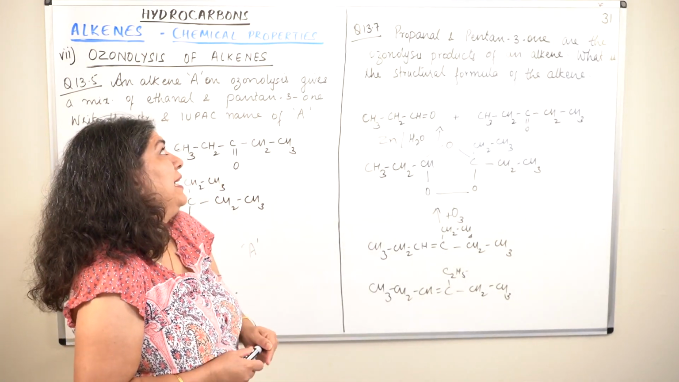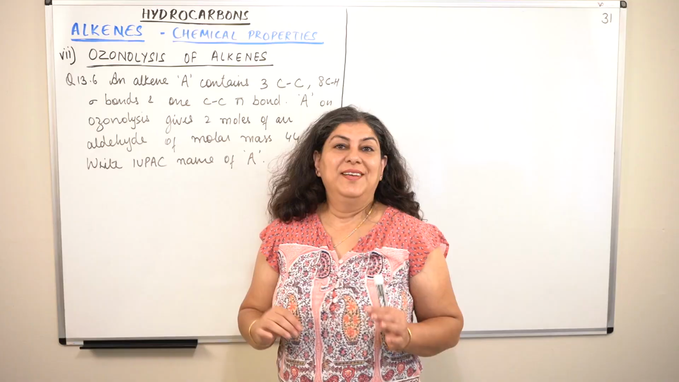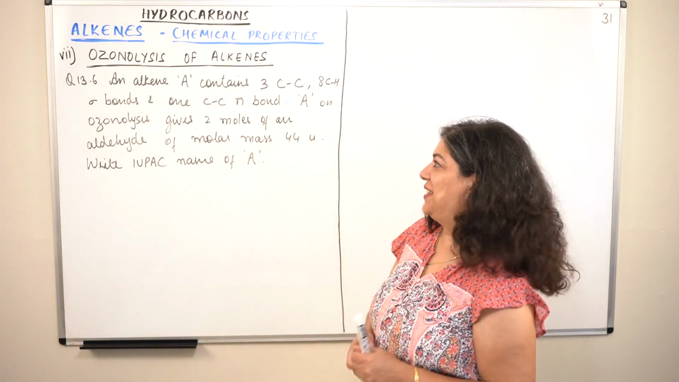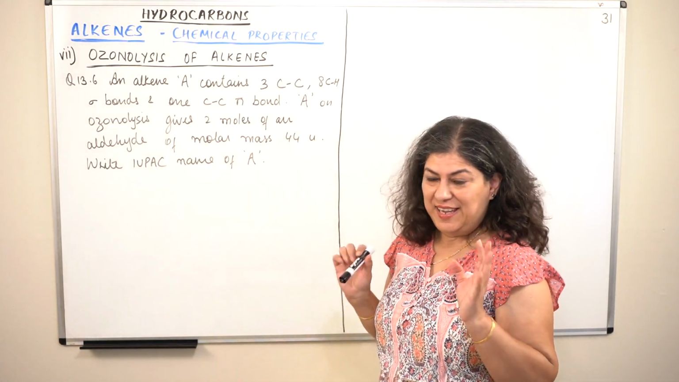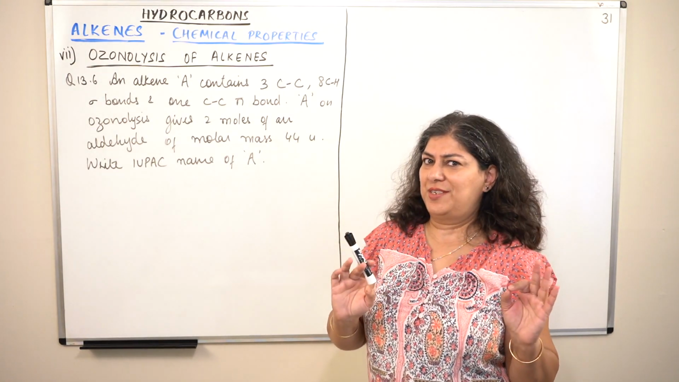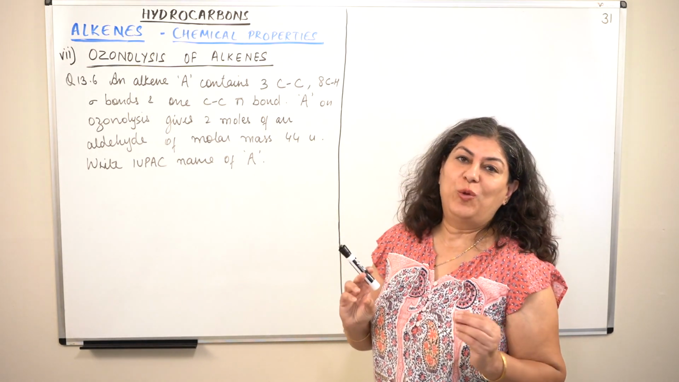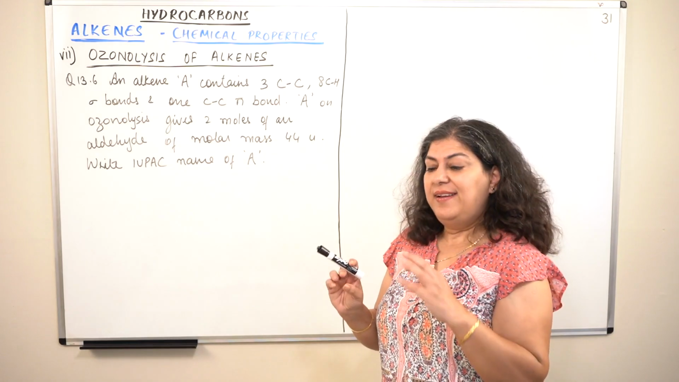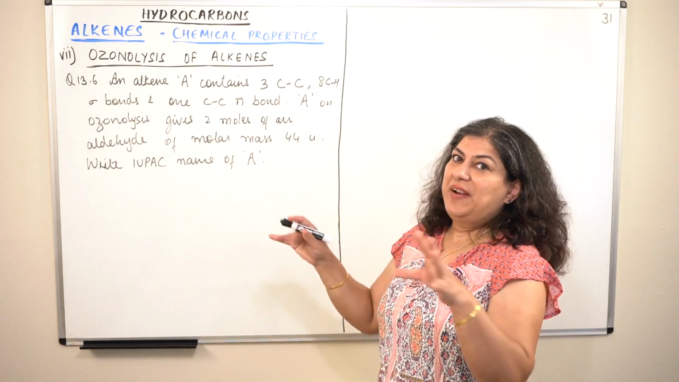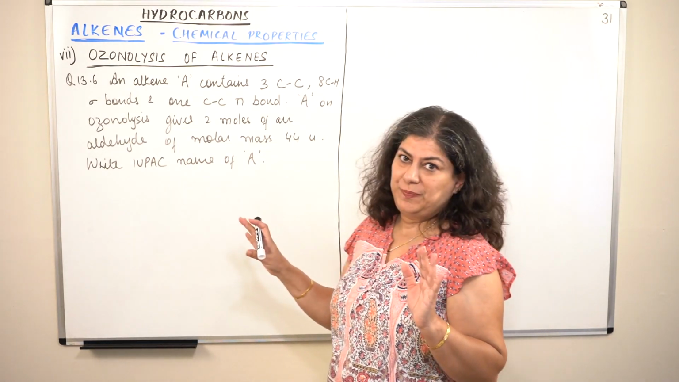Now we'll come to question 13.6. Let us now do question 13.6. This question is really interesting. An alkene A contains... they've not given you the products, they've not given you the alkene. They've just given you hints on what the alkene may be like and hints about the products. And you have to derive both the alkene and the products from the hints.